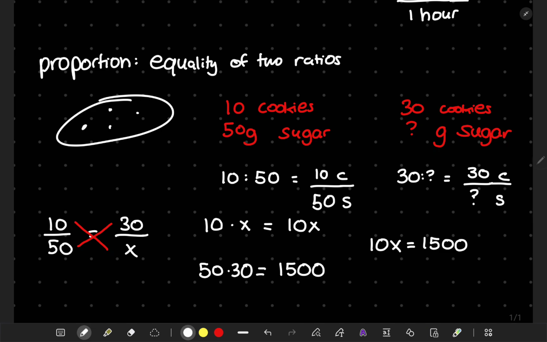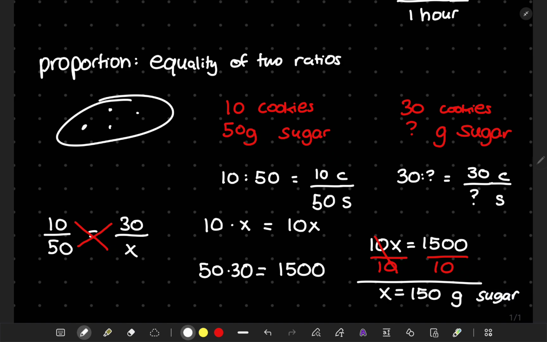I don't like that 10 because it's keeping me from my answer. So if I want to get rid of it, I do the opposite. The opposite of multiplication is division. So I'm going to divide both sides by 10. The 10s cancel out, and all we're left with is that x equals 150. So that's my final answer. I have 150 grams of sugar for my 30 cookies.